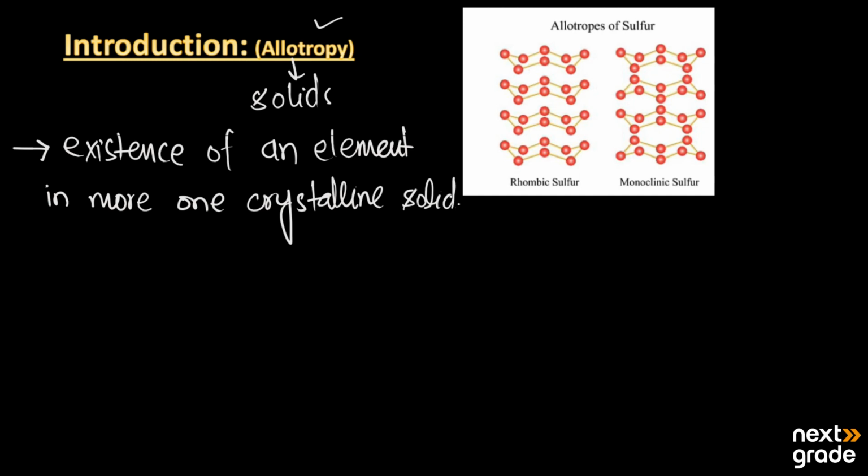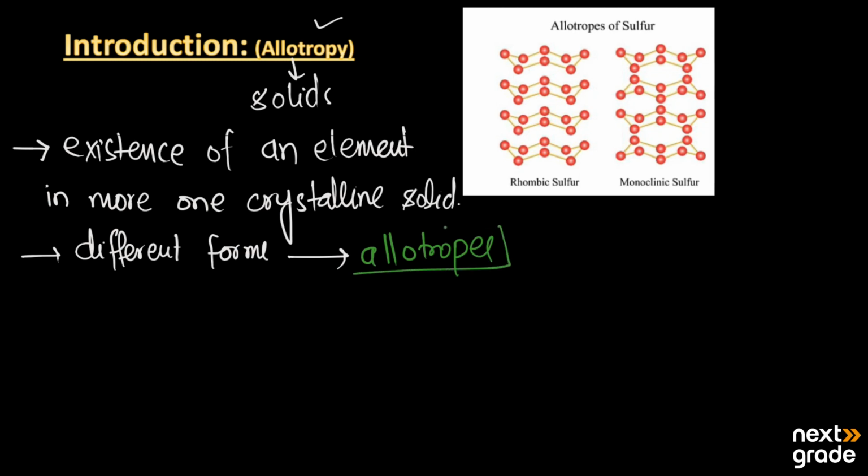And all the different forms of the element, we call these forms allotropes, or we can also call them allotropic forms. So this is mainly the property of solids, that an element in the solid state can exist in more than one crystalline form or crystalline solids. This is known as allotropy.